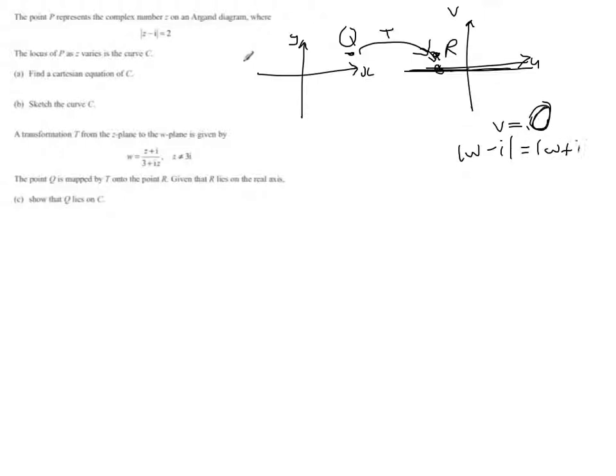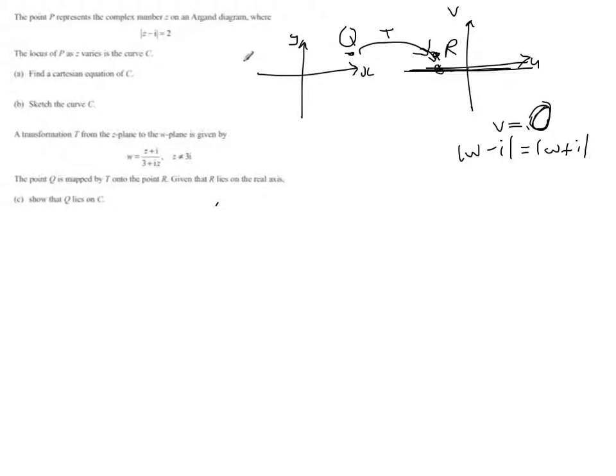Now, I think you've probably seen enough to know that the loci one is going to be nicer here. So, what are we trying to do? Given that R lies on the real axis, show that Q lies on C. What was C? Oh, that circle from before. Okay, but look, the circle was given to us in loci form. And I know we wrote it in Cartesian form, but look, it's in loci form there.